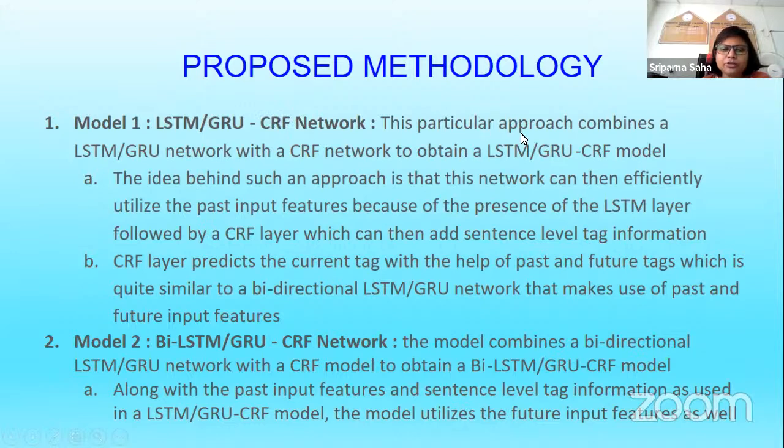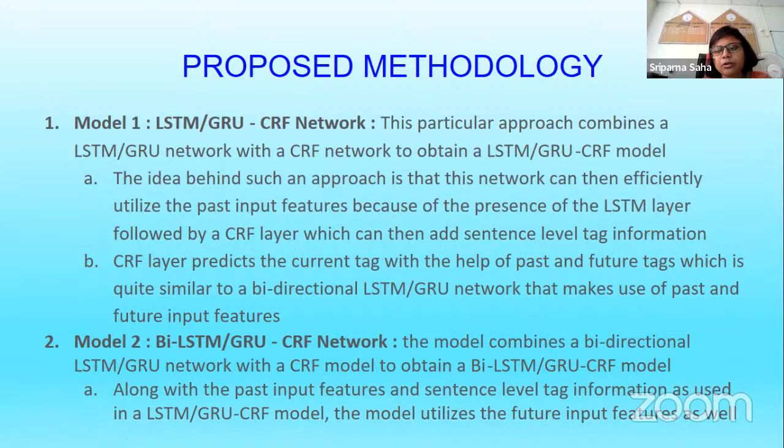This particular approach combines an LSTM GRU network with the CRF network to obtain an LSTM GRU CRF model. The idea behind such an approach is that the network can efficiently utilize the past input features because of the presence of the LSTM layer, followed by the CRF layer, which can then add sentence level tag information. So basically here you can see that we are using the context.